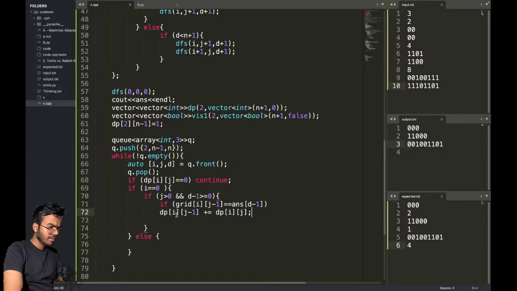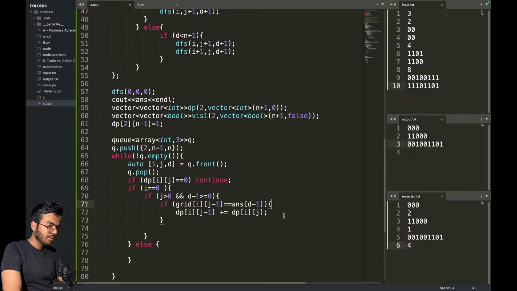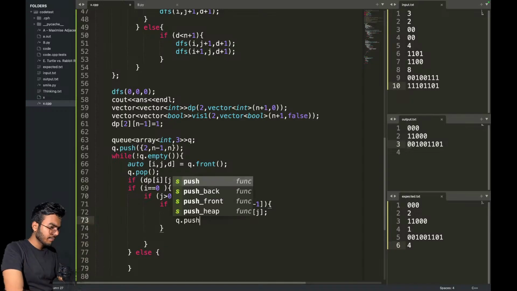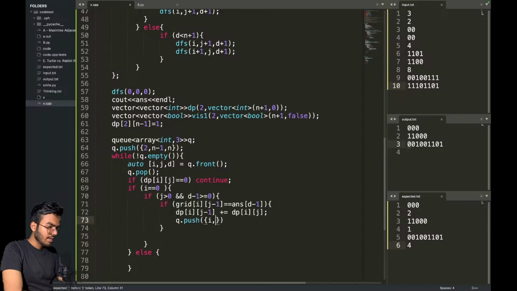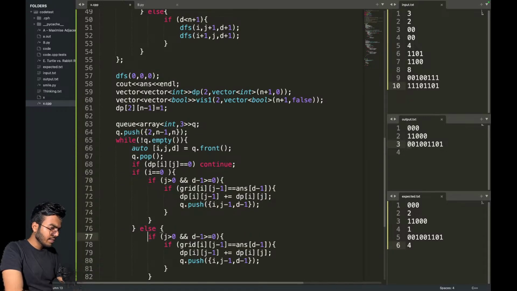Then I will do this stuff. So dp of I comma j minus 1 plus equals to dp of, and then I will say q dot push three integers I, j minus 1 and d minus 1, like that. So I had these three cases. Now I have two more cases in the else part.